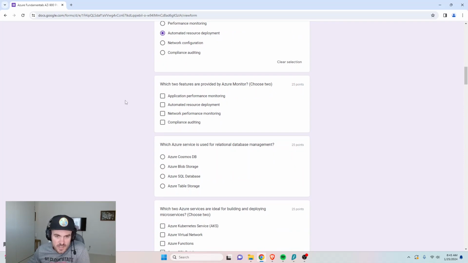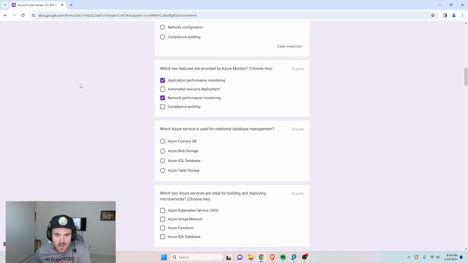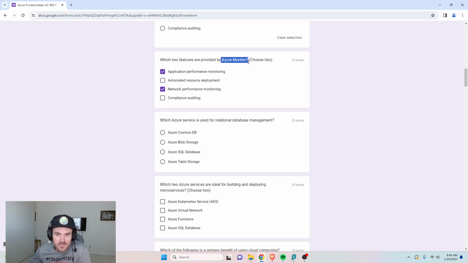Pretty similar question here. These questions seem to be very conveniently shuffled for us this time around, so that makes it nice. But again, application and network performance monitoring are definitely some features of Azure Monitor, okay? So even though we've gotten this a few times, definitely want to remember that. You'll be asked about Monitor probably multiple times in multiple ways on the test itself, so get familiar with that service, all right?